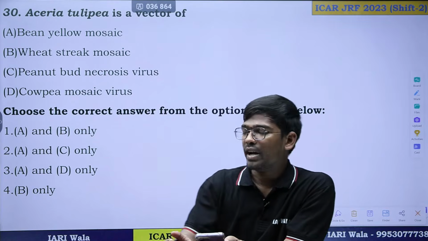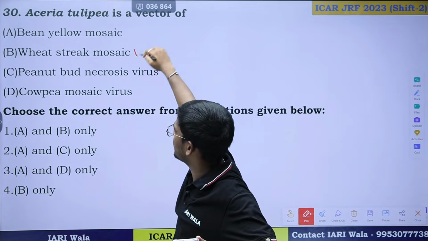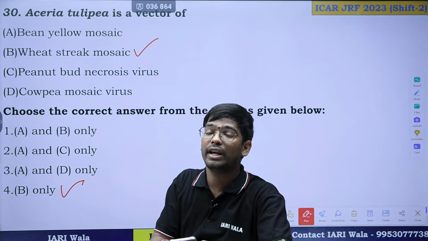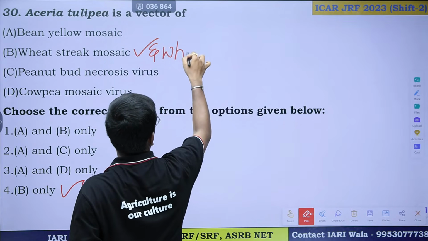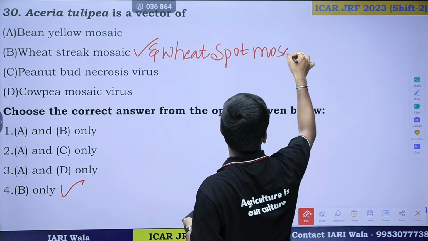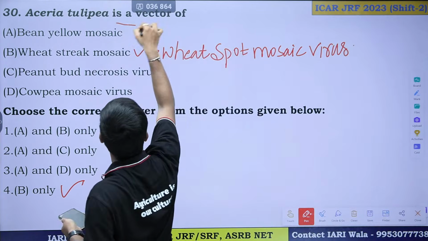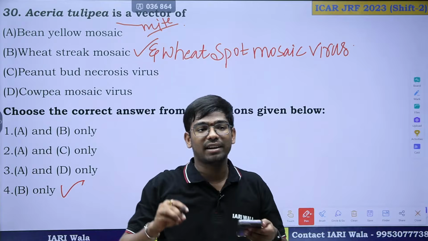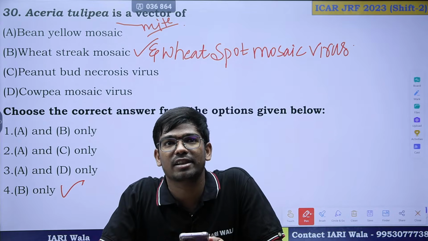Good. So Aceria tulipae is a wheat mite that transmits the wheat streak mosaic virus. So this is B, correct. Apart from wheat streak, it transmits the wheat spot mosaic virus. That thing also you should know. So both the diseases are transmitted by Aceria tulipae.